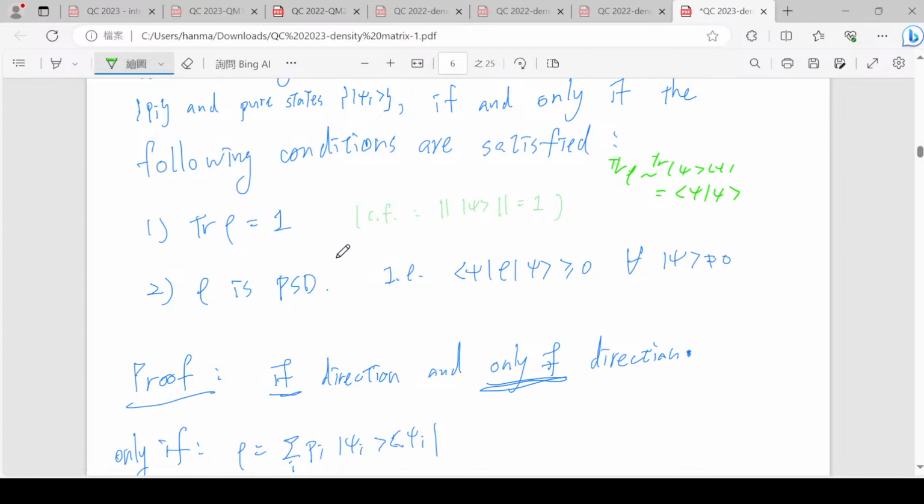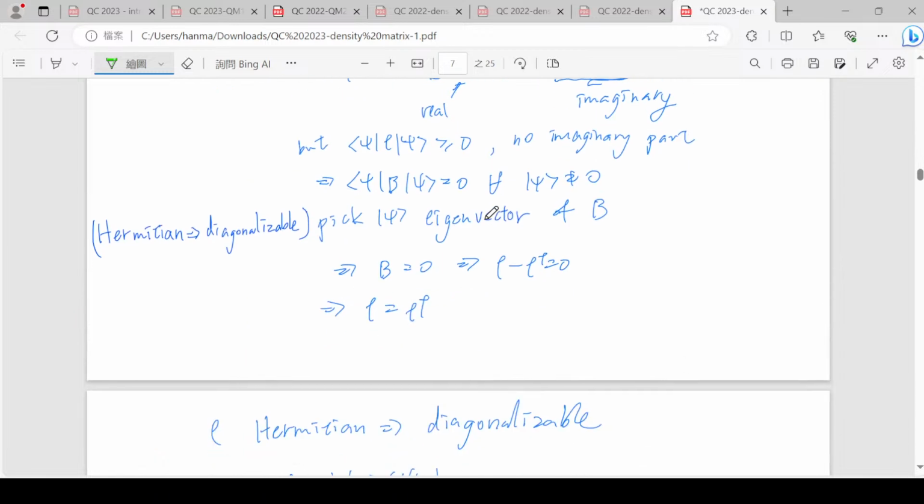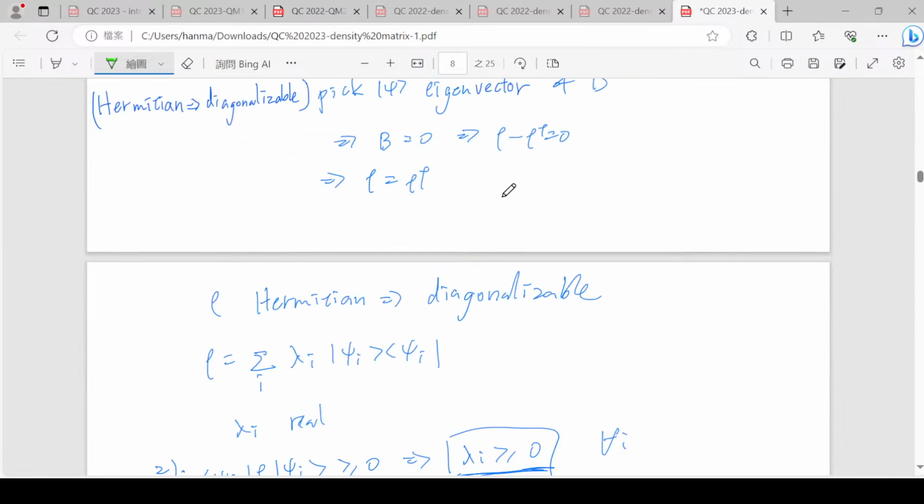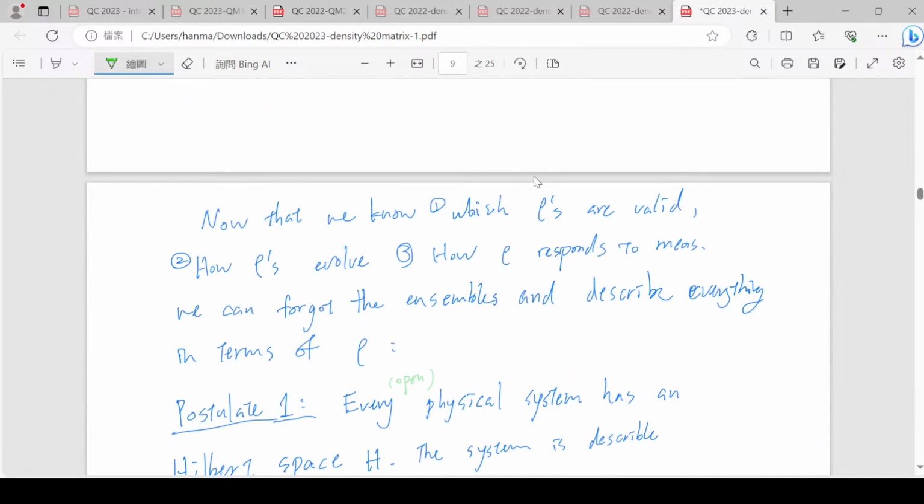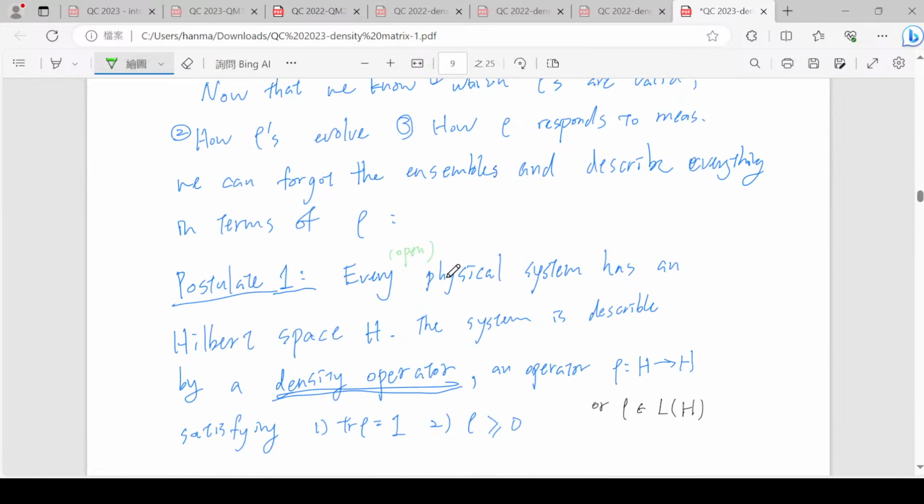And so now we can write all of quantum mechanics in terms of rho. We have those three things: we can check what are the valid rhos, we know how rho evolves, and we know how rho corresponds to measurement. And so we forget about the ensemble interpretation, and we can describe everything in terms of this density matrix rho.